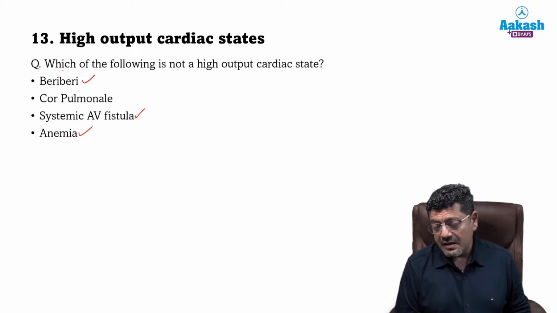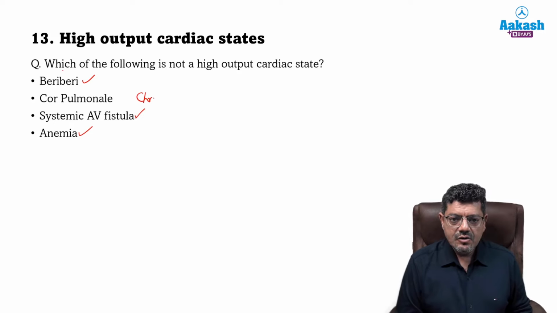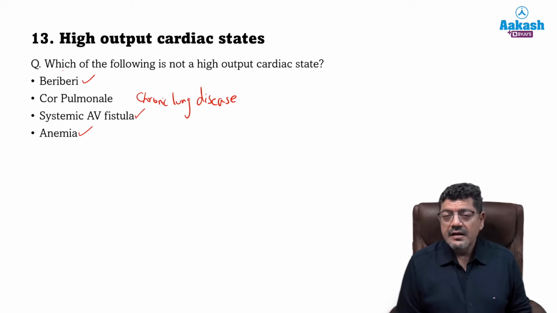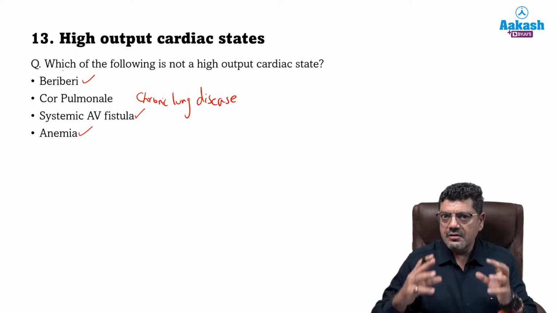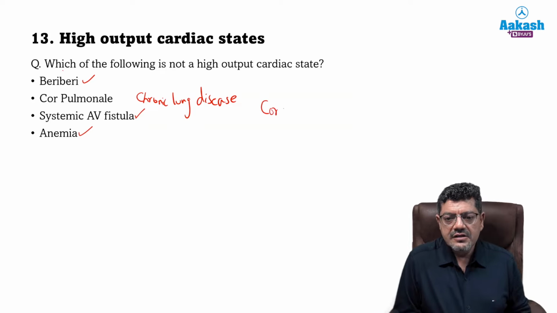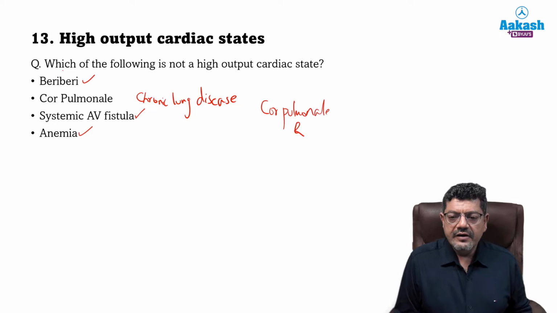Now, cor pulmonale, if they had said chronic lung disease, that would have been a high output cardiac state. Cor pulmonale is a surrogate term for right heart failure. If you look at end diastolic pressures, the distinction is that cor pulmonale is a dilated right heart that has not yet failed. So right ventricular end diastolic pressure is still normal in cor pulmonale. But this, remember, is largely a pressure driven hypertrophy.